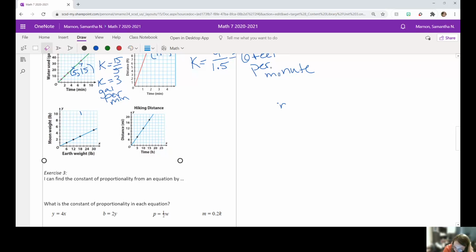The next two, these are the ones that you're going to do independently for practice. So this is what I'm going to check. This is what Miss Eastman's going to check. So the moon and the earth weight and the hiking distance is what you're going to do on your own. If you want to do those right now, you can pause the video and get those done now.